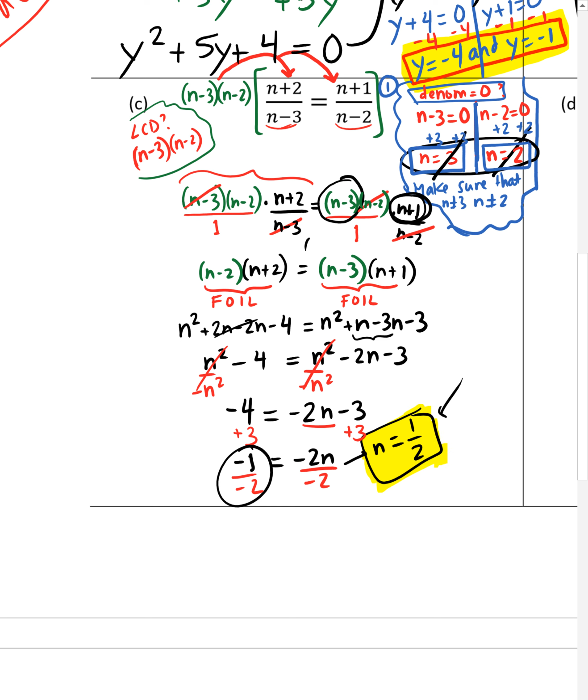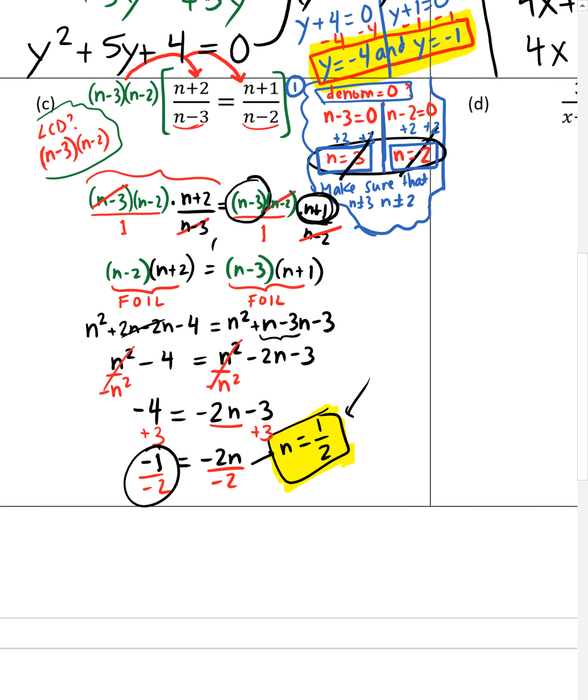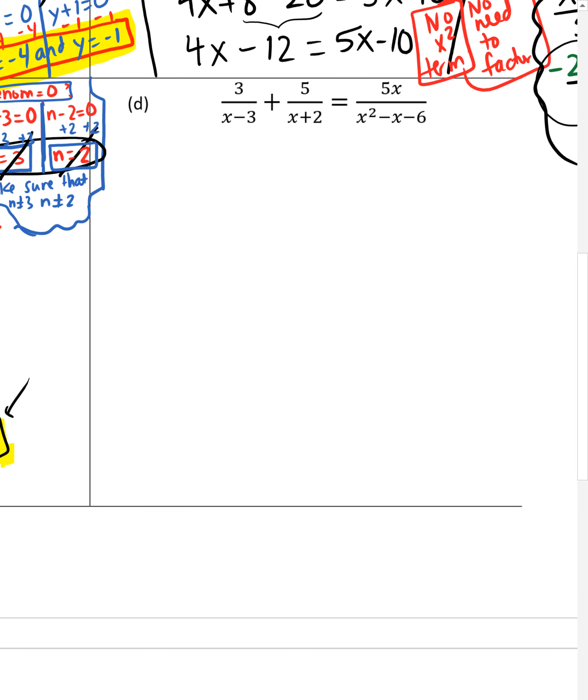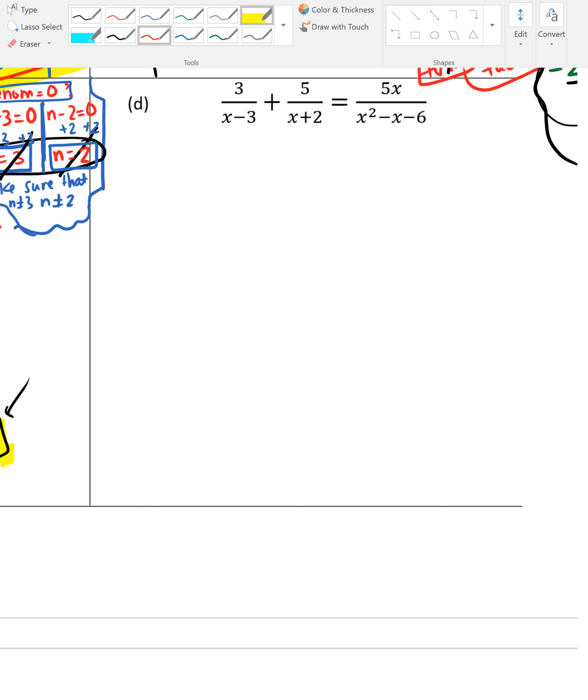Ooh, that was a tricky one, huh? But it was kind of fun in a way. In a weird way. Alright, let's try part D. This one looks even more complicated, but I think it's going to be fine. Alright, looking at that guy.